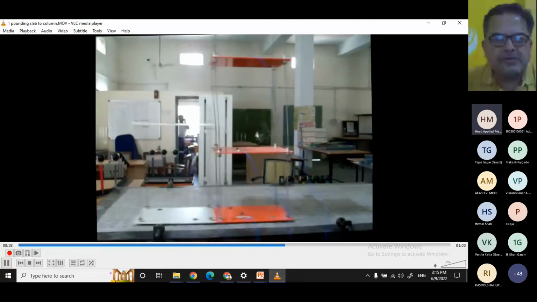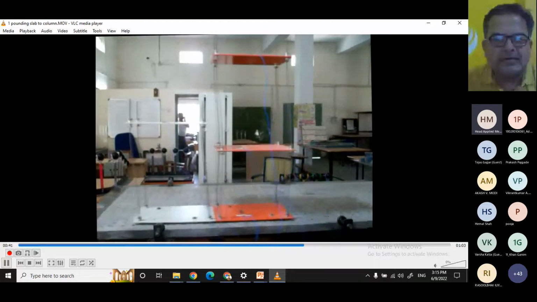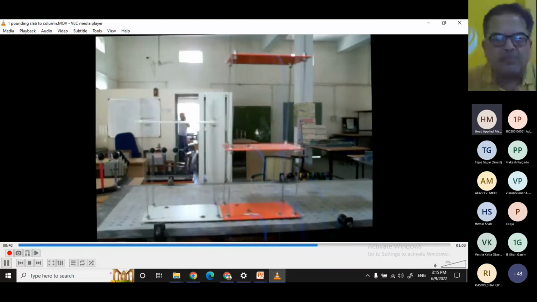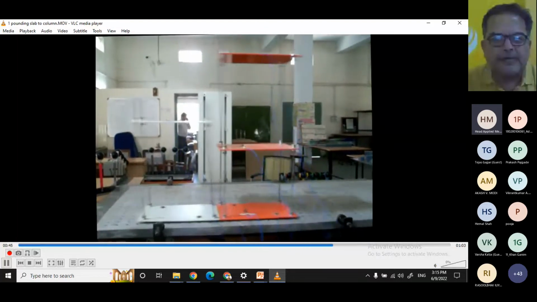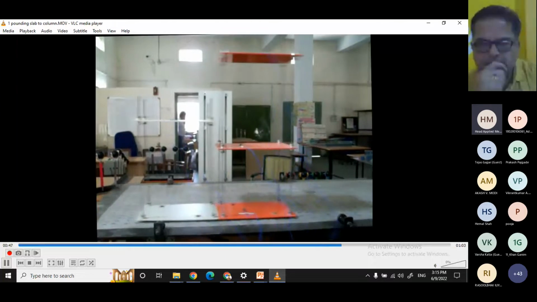Now look at this, right? This slab is hitting the column, right?